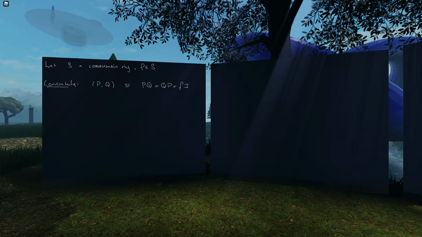And so, for example, if S is this polynomial ring, then we can take P equal to X, Y, X, and Q equal to X minus Y, X. And that's going to be a matrix factorization of F, right?